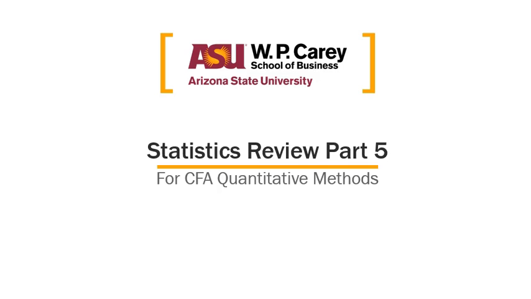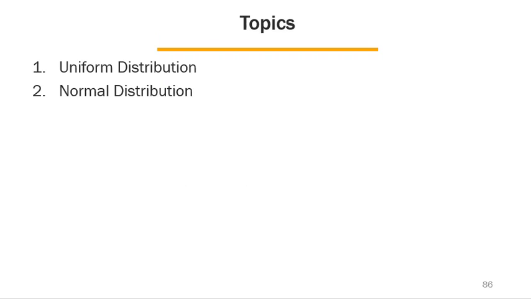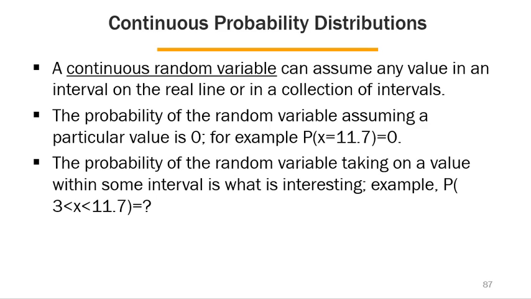All right, welcome to part 5 of this review. In this video, I'm going to talk about the uniform distribution and the normal distribution. These are two different distributions for continuous random variables. So a continuous random variable is one that can assume any value in an interval on the real line or in a collection of intervals.